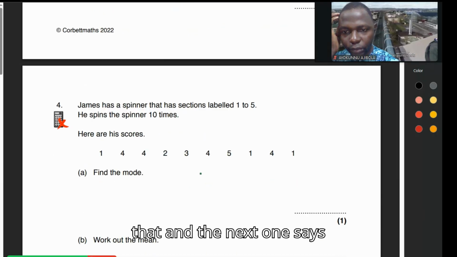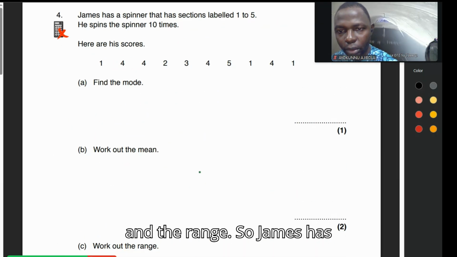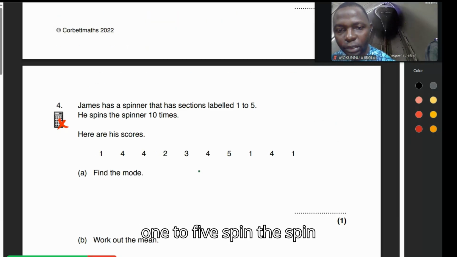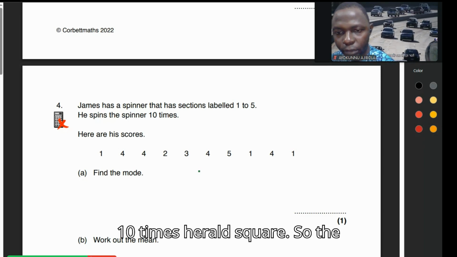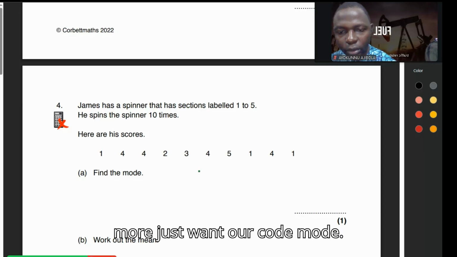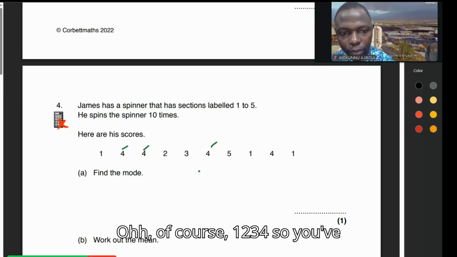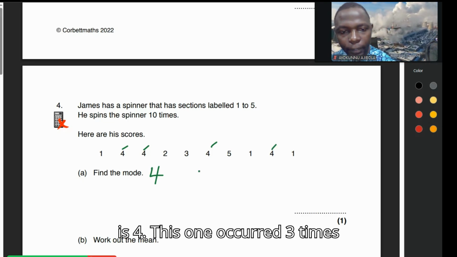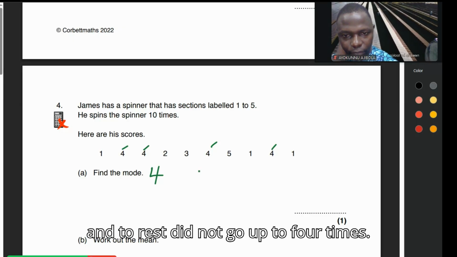And the next one says, work out the mean, the mode, and the range. So James has a spinner that has sections labeled 1 to 5. He spins 10 times. Here are the scores. So the mode is the one that occurred most. 4 occurs 1, 2, 3, 4, so it occurred 4 times. So the answer is 4, because 1 occurred 3 times and the rest did not occur up to 4 times.